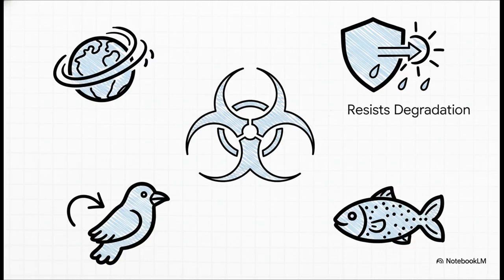For a chemical to be classified as a POP, it actually has to hit 4 specific marks. Number 1, it must be resistant to environmental breakdown. Number 2, it has to bioaccumulate in living tissue. 3, it must biomagnify up the food chain. And 4, it's got to be able to travel long distances via air, water, or migratory animals. These are basically carbon-based chemicals that simply refuse to go away, which is exactly why they're heavily regulated globally today by the 2001 Stockholm Convention.